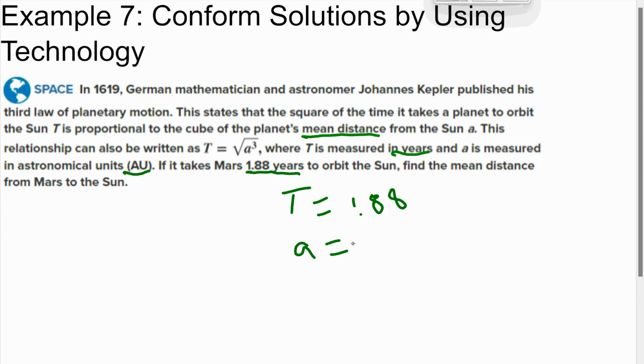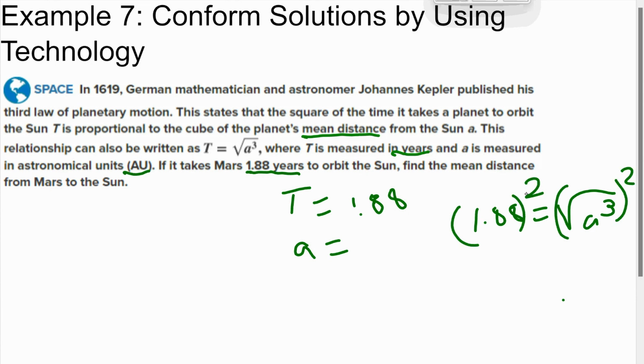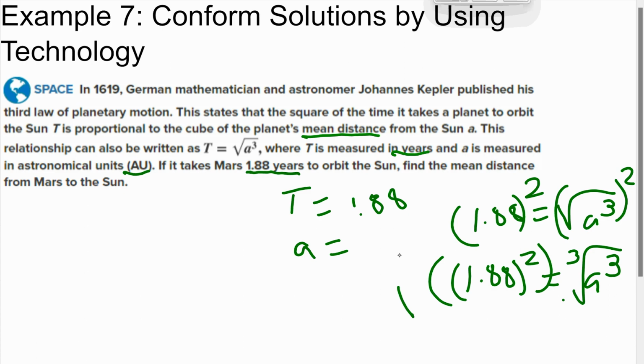So we want to find A, right? So we have T, 1.88, equal to the square root of A cubed. We're trying to find A. We could rewrite this as a fractional exponent, but actually, we don't even have to. How do we get rid of the square root? We square both sides. Then I have A cubed, and how do I get rid of a cubed? I cube root, right?